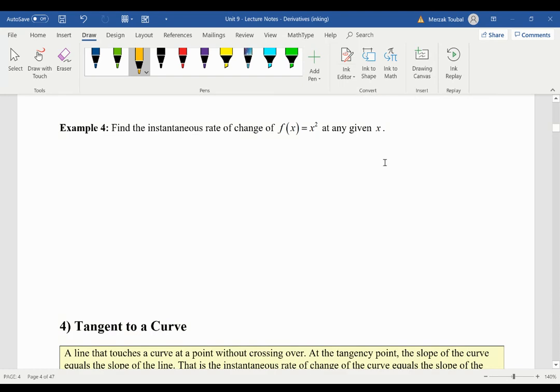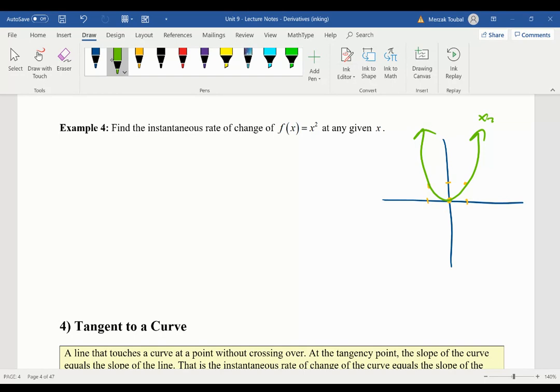As an example, find the instantaneous rate of change of f of x equals x squared at any given x. If you want to sketch a graph, it's going to be a parabola, something like this, x squared. And we want the slope at any given x.